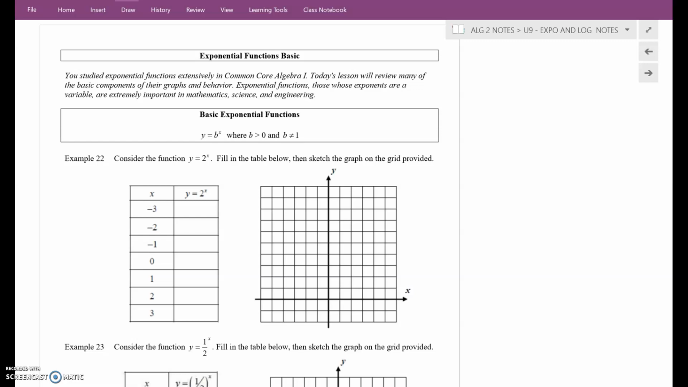Let's see. Could not have been a more timely lesson in history here. We've got a whole lesson on exponential functions, and we're studying a virus that spreads exponentially. So let's get at it.